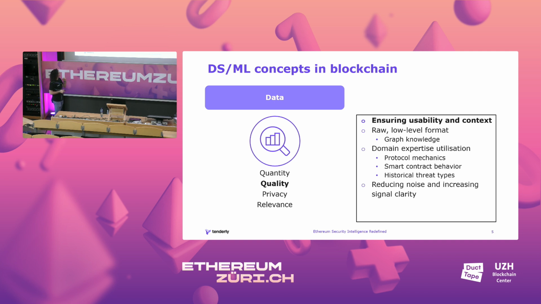Data quality. I mentioned we have a lot of data, but the problem is that the data is quite raw and low level. It's not really usable at the basic stage you get it from different RPCs. That's why it's quite important to use domain expertise, like knowledge of protocol mechanics, historic threat types, and analysis of older hacks, to enrich the data with context. The idea is to reduce the noise, increase the signal clarity, and have better data, in the sense that in some cases it's even human readable, so we can sometimes analyze it by hand.